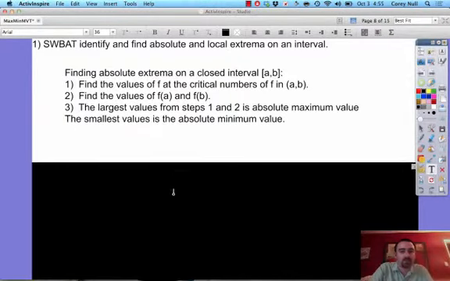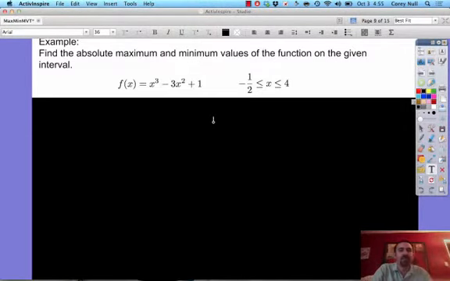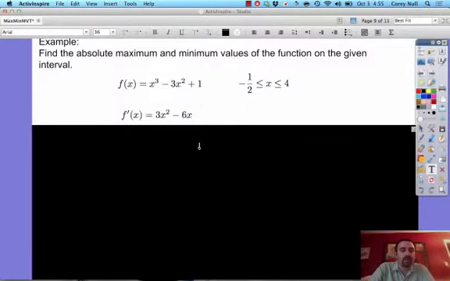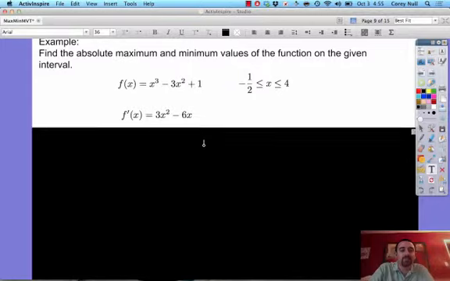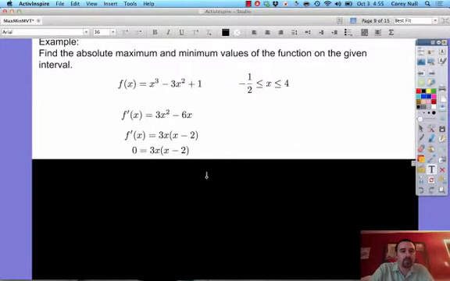Okay, let's try an example here. Let's find the absolute maximum and minimum values of the function on this interval from -1/2 to 4. And here's my function. So the first thing we do is take a derivative, and the derivative is 3x squared minus 6x, just the power rule. Now we try to figure out when this thing is equal to 0. So we set it equal to 0, 3x times x minus 2.